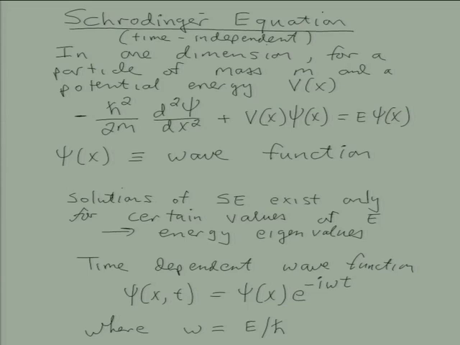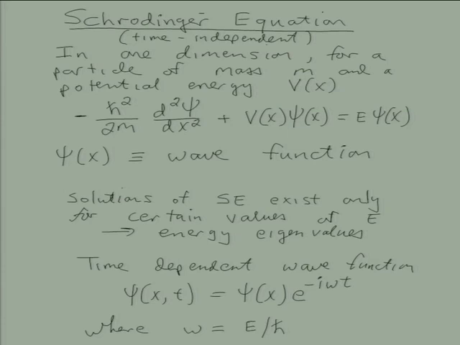a result of doing that operation, I get a number, which in this case is the energy, times the original wave function. What we're going to see in a minute is that solutions of this equation exist only for certain values of E. That is, in most situations, not every energy is allowed. We'll figure out how those energies are calculated in a few minutes.